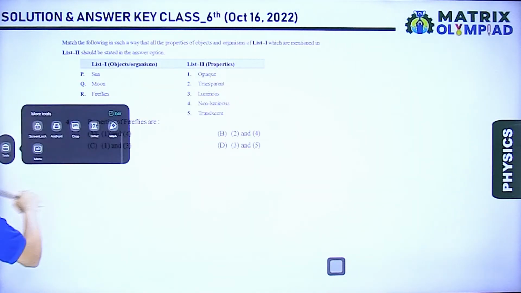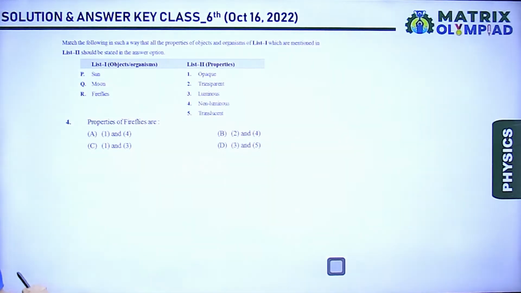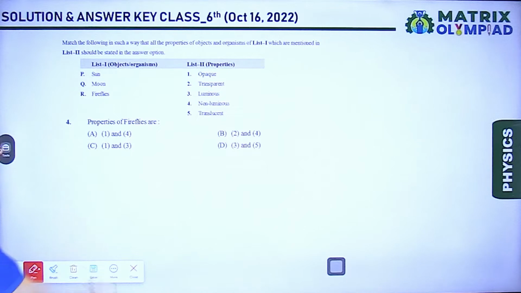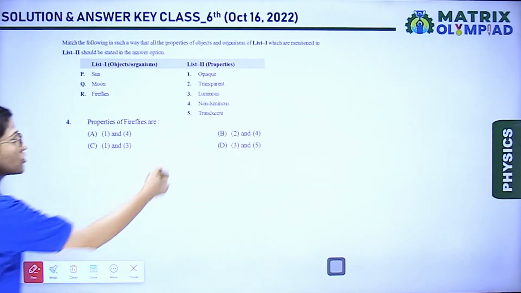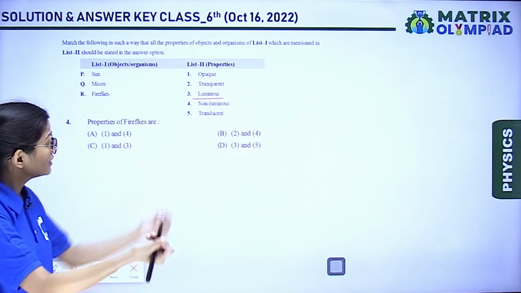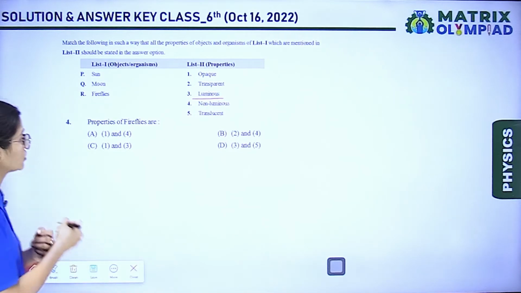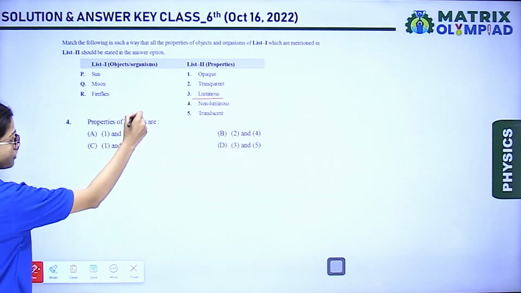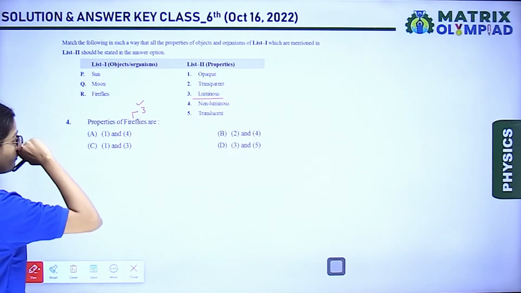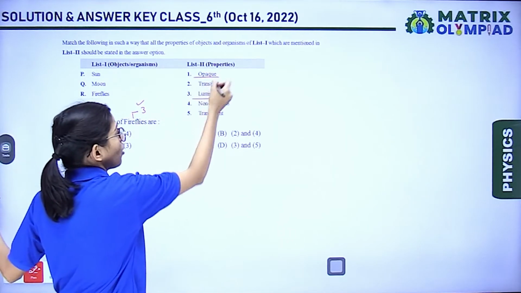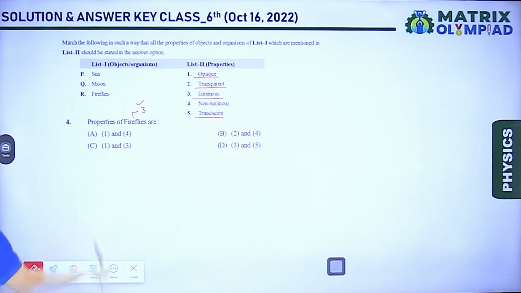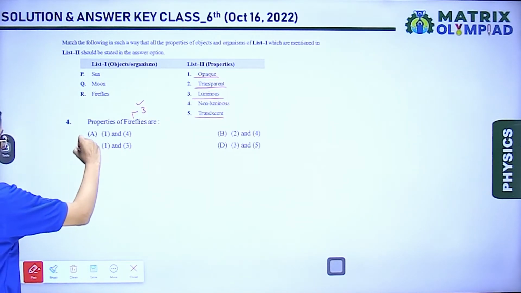Okay guys, let's go to question number 4, in which we have to tell the properties of fireflies. Fireflies have their own light. So are they luminous or non-luminous? The objects that have their own light are luminous objects. So for these, the third one is correct because they are luminous. And which type of object are they: opaque, transparent or translucent? It is an opaque object.